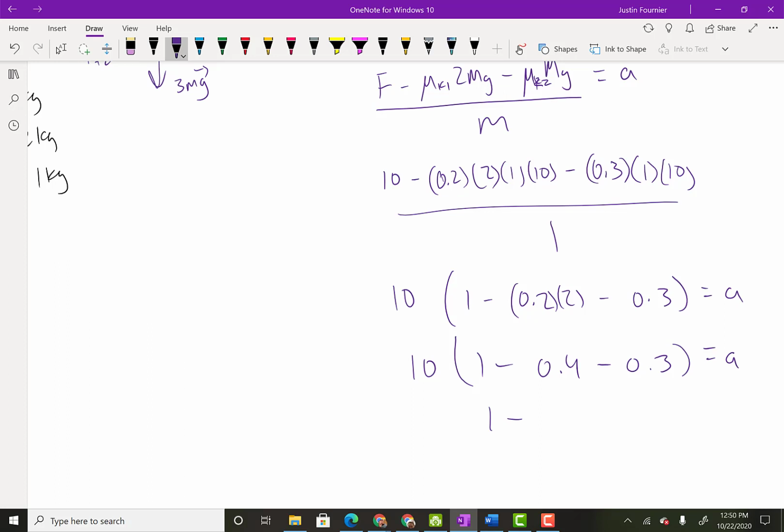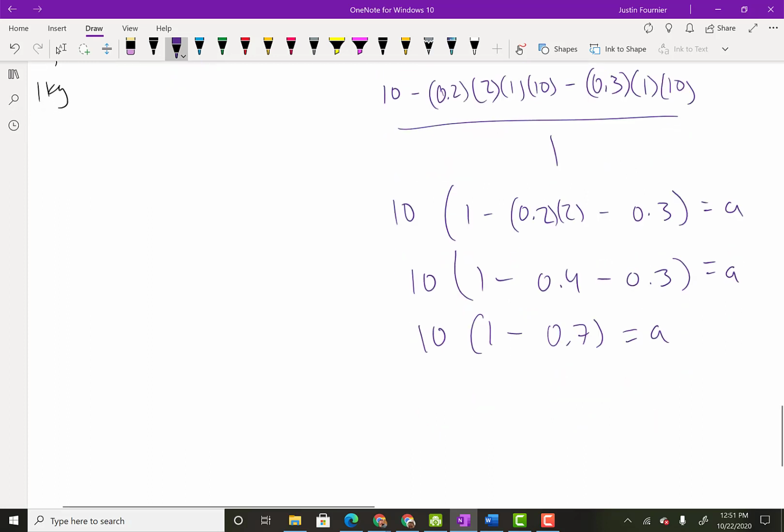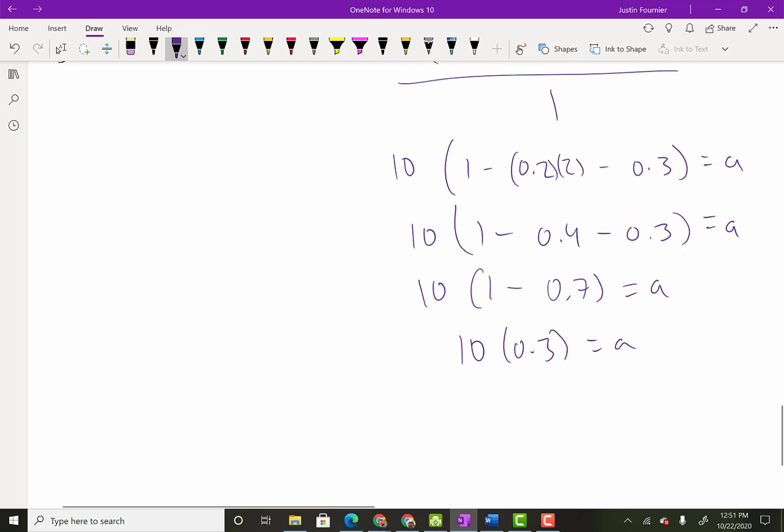I'm trying to do all this without getting a crazy calculator. So this is 0.7. So I think it's going to be 0.3 times 10 is the acceleration. So 10 times 0.3 is the acceleration. So this is going to be 3 meters per second squared is my acceleration.